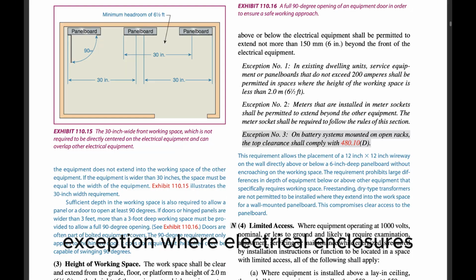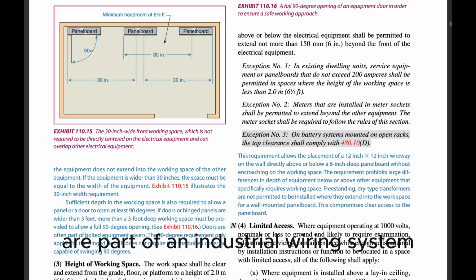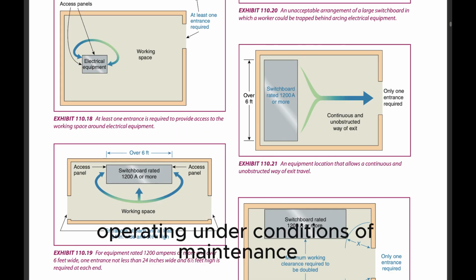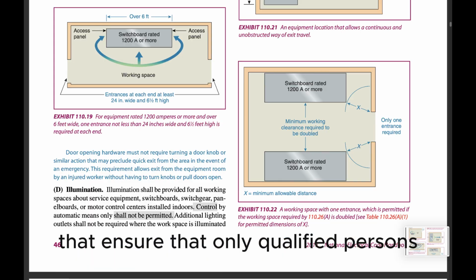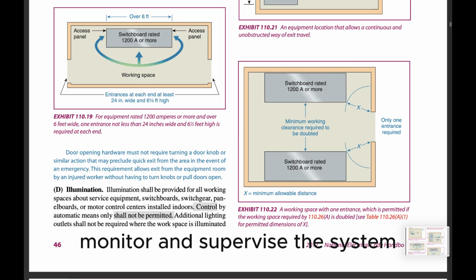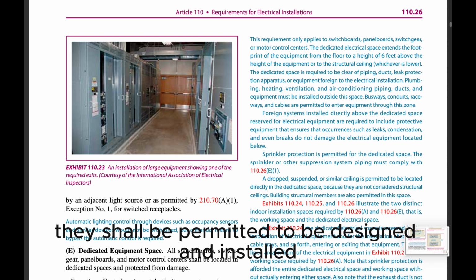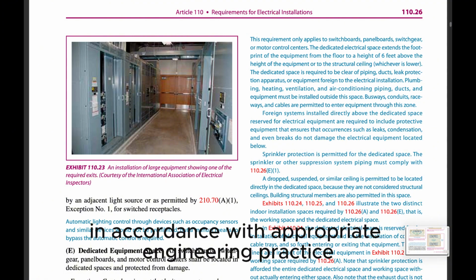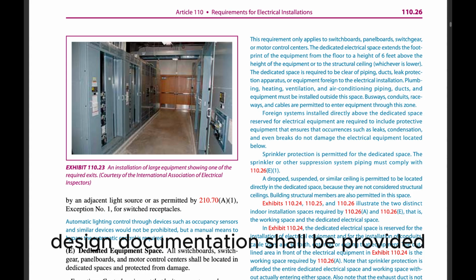Exception: where electrical enclosures covered by Part V of this article are part of an industrial wiring system operating under conditions of maintenance and supervision that ensure that only qualified persons monitor and supervise the system, they shall be permitted to be designed and installed in accordance with appropriate engineering practice. If required by the authority having jurisdiction, design documentation shall be provided.